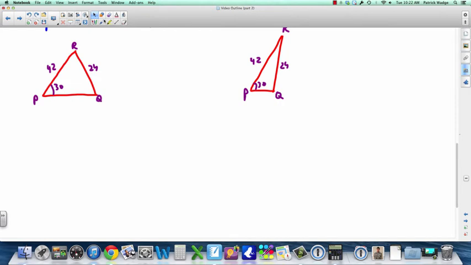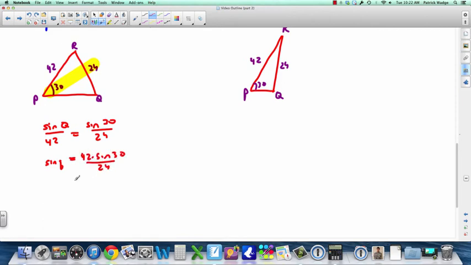So for the sine law, you probably don't even remember the sine law anymore, you need to find pairs. And we do have a pair here. We have this pair here. And so which angle can we find using this 42? We could find angle Q. So what I'm going to do is sine Q over side Q, which is 42, equals sine 30 over 24. And we're going to solve that by cross multiplying. So if I do that, I get sine Q equals 42 times sine 30 and then divided by 24.